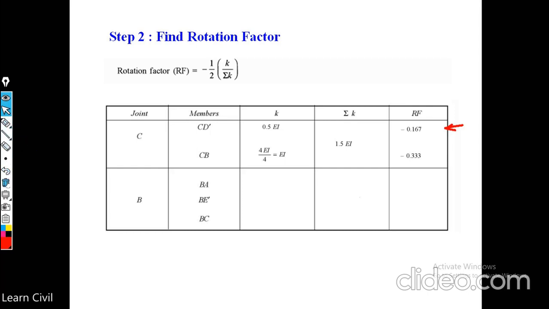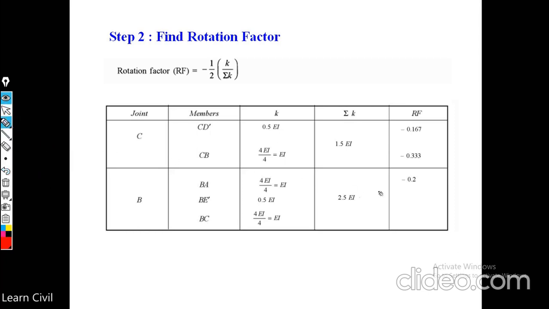Now we'll find out the rotation factor for members meeting at joint B. For member BA, the stiffness will be equal to 4 EI by L. Here L is 4 meter, therefore it will be EI only. Similarly, for BE dash, we have already calculated that as 0.5 EI, and for BC again it is 4 EI by L, so that is equal to EI. So the final summation of K for members meeting at joint B will be 2.5 EI, and the rotation factor is equal to minus half into K divided by summation K.